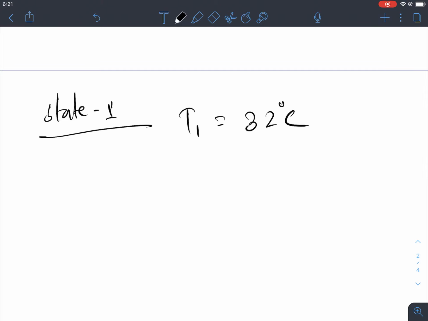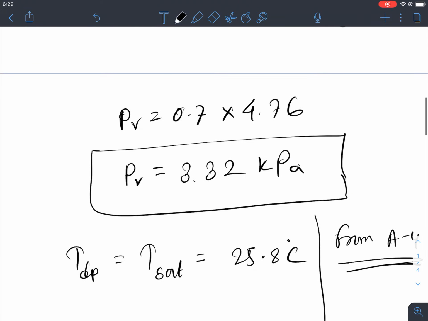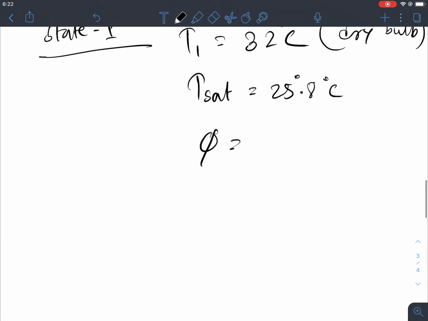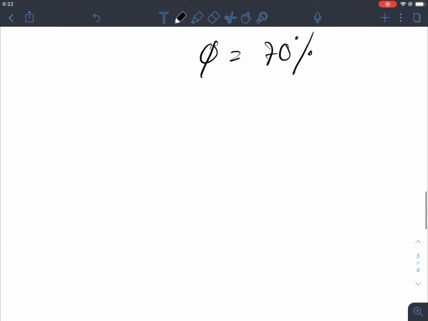So at state 1, we know that temperature equals 32 degrees Celsius. The saturated temperature is equal to 25.8 degrees Celsius. So this is dry bulb. Okay, so with respect to the dry bulb temperature as well as the humidity being 70%, then we will get from the A31, which is the psychrometric chart, right?